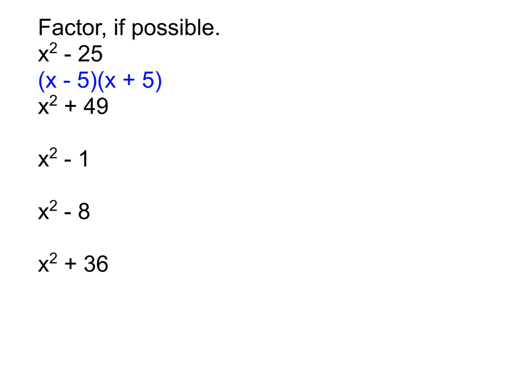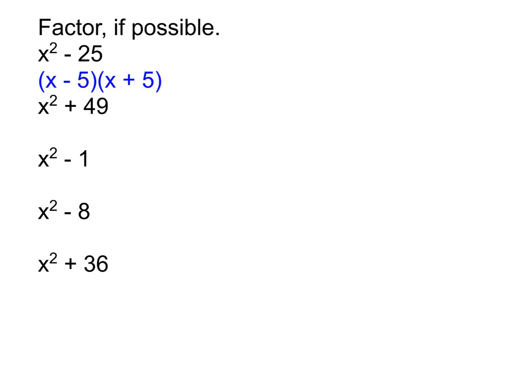All right, so let's take a look at the second one then. X squared plus 49. In this case, in terms of add to, multiply to, we'd be adding to 0 again, but multiplying to a positive 49. Well, usually people end up thinking about 7 and 7. But 7 times 7 is 49, but 7 plus 7 is 14. Okay, well what about negative 7 and negative 7?